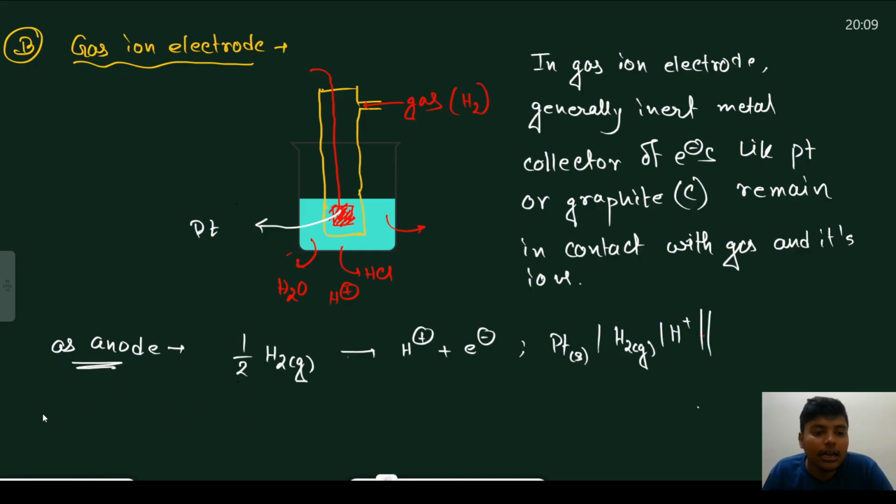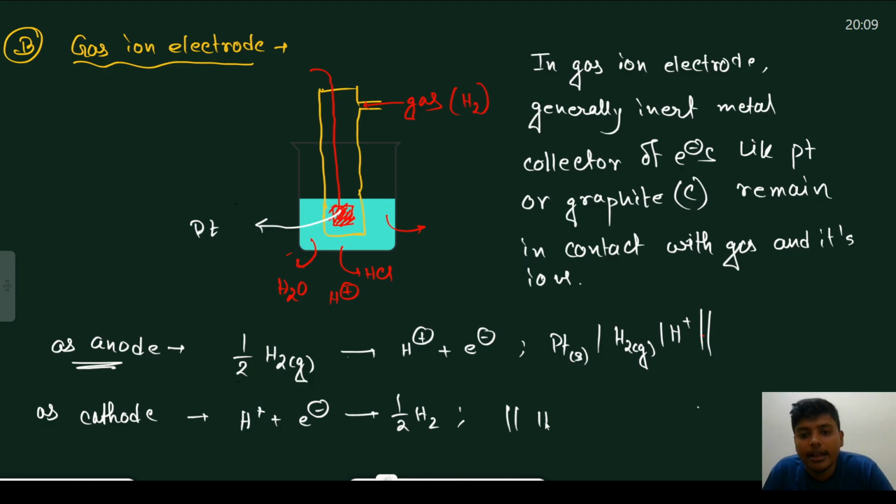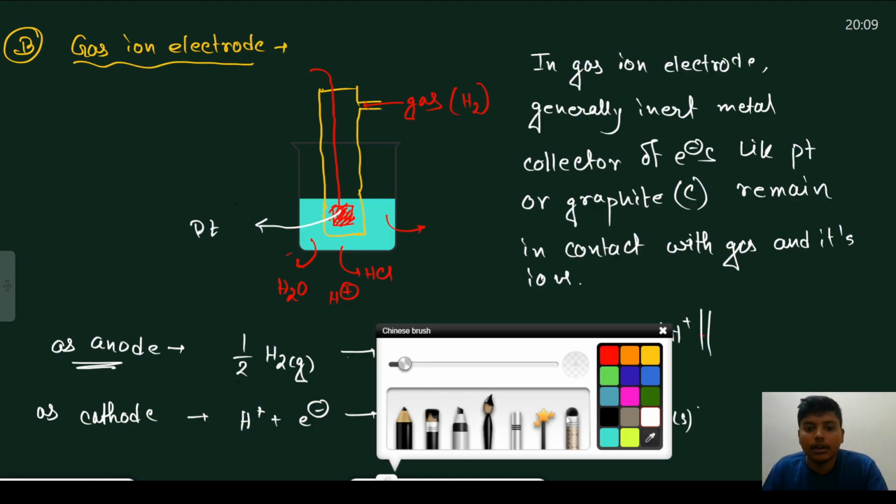Now, as cathode, how will you represent? Similarly, just reverse. H plus will take the electron and become half H2. So at cathode, how to represent? Simple. The salt bridge is there, then H plus, H2 gaseous and platinum solid. Okay, that's it. Clear or not?